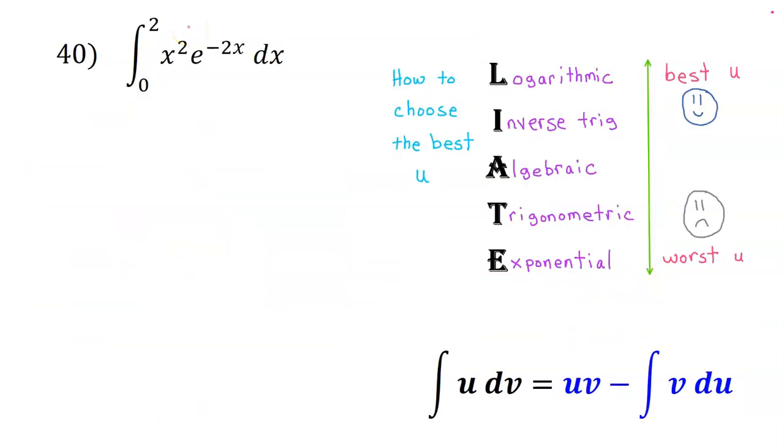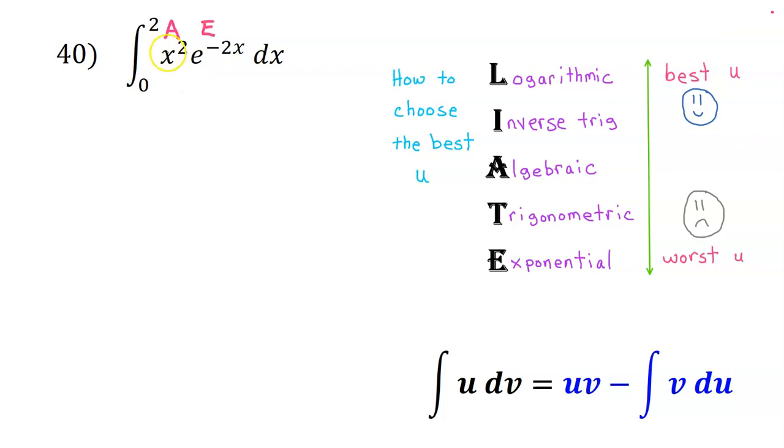If we were to solve this problem by the normal method, we would have to do integration by parts twice. However, I'm going to teach you a shortcut that will allow us to integrate problems like this very quickly. It's called the table method. It starts off the same. We still have to choose the best u.